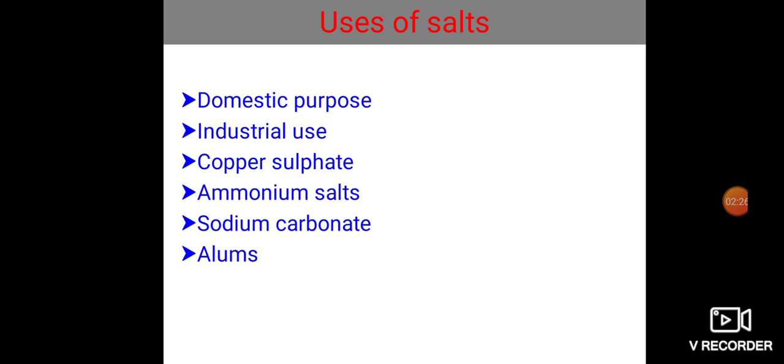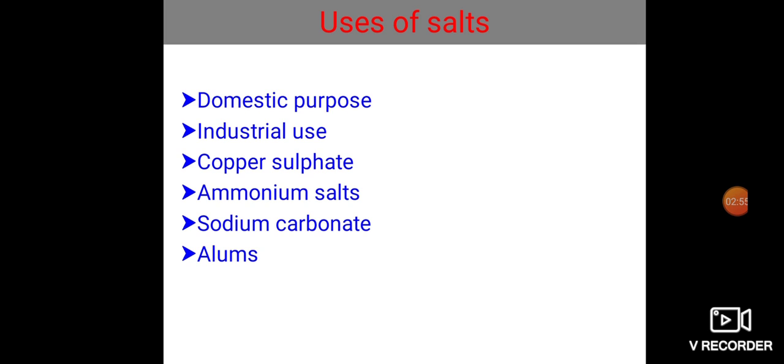In daily life, salt is very useful. Without salt, we can't imagine our life because the food we eat gets its taste by adding salt. The applications in domestic and industrial purposes are many. The first one is domestic purpose. Sodium chloride is salt, without which food does not taste good.